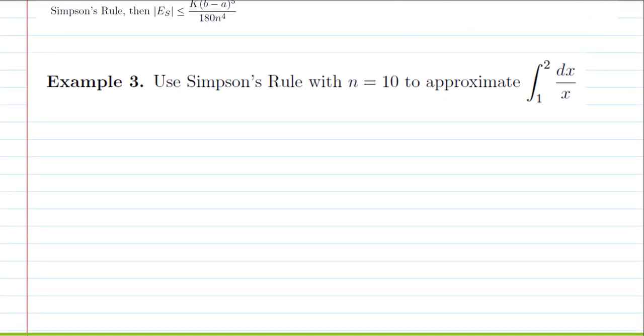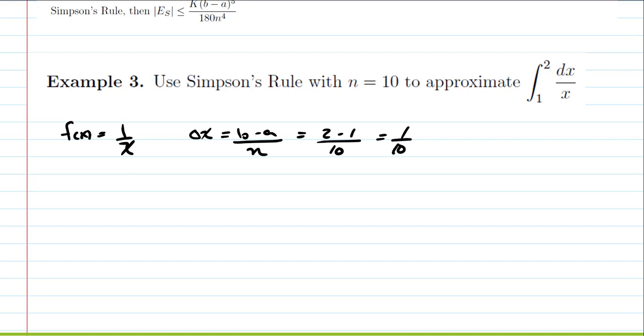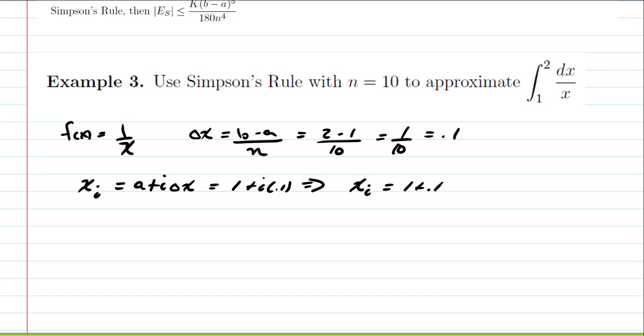So we identify our f of x is going to be 1 over x. Our delta x, as always, is b minus a divided by n. So in this case, it's going to be 2 minus 1 over 10, which gives us 1/10. And since we're doing decimal approximations, we can also just use 0.1. And then our x sub i is going to be a plus i times delta x. Our a is 1, our i, and then 0.1. So we get that our x sub i is equal to 1 plus 0.1 i.